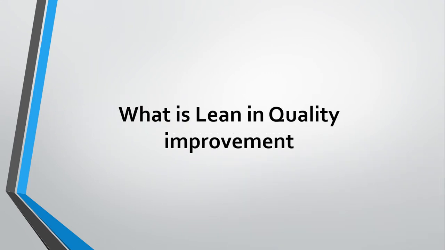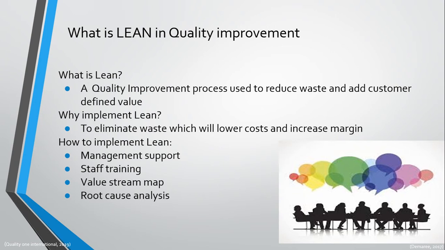Now we are going to look at what lean is in quality improvement. What is lean? Lean is a process of quality improvement that focuses on reducing waste and adding customer-defined value to services and products. Waste in companies can be any sector that is wasteful, such as unnecessary transportation, overproduction, defects, extra processing, etc. The lean thinking came from the Toyota Motor Corporation around 50 years ago.